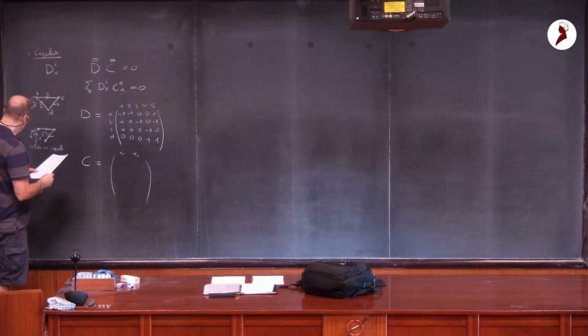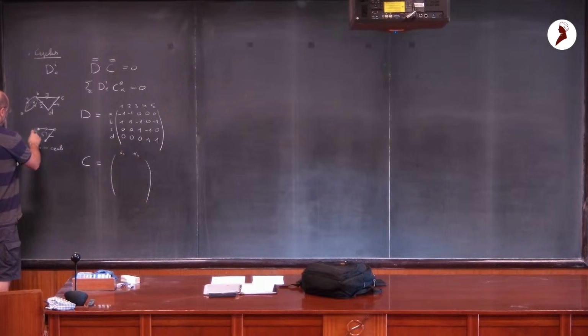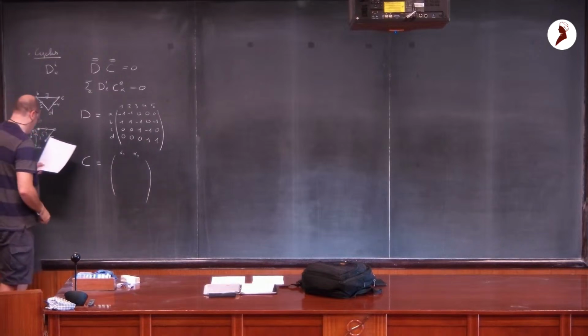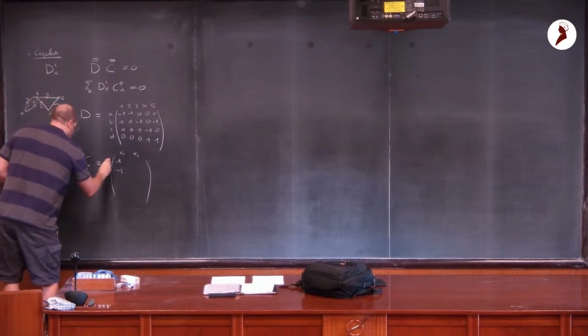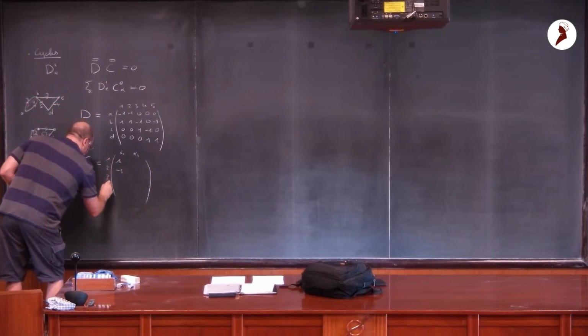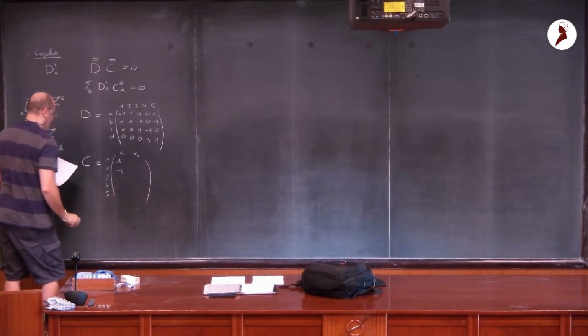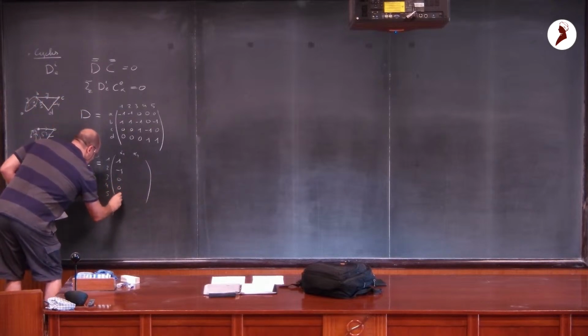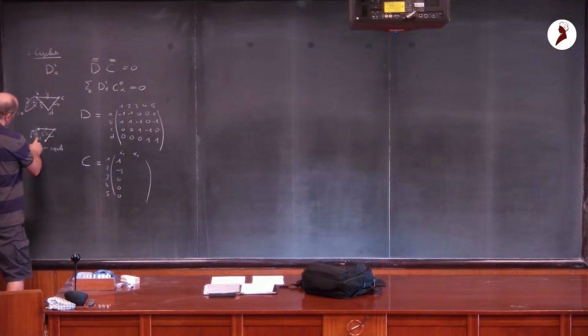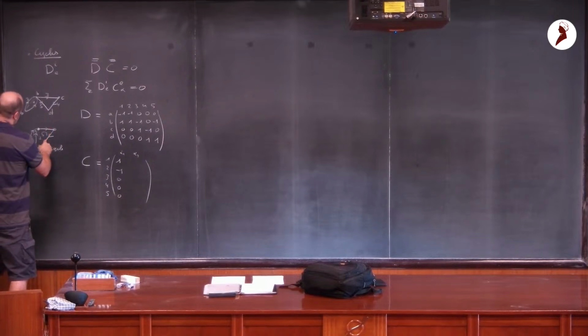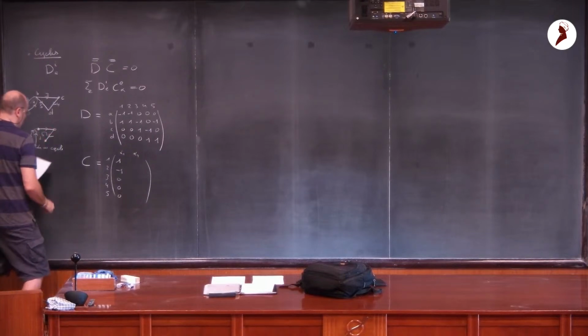And I will now put the edges in the direction. So it's going to be +1, -1 for 2. So 1, -1. So these are the edges 1, 2, 3, 4, 5. Then 0, 0, 0. And the other one, it's going to be 5 and -4, -3.